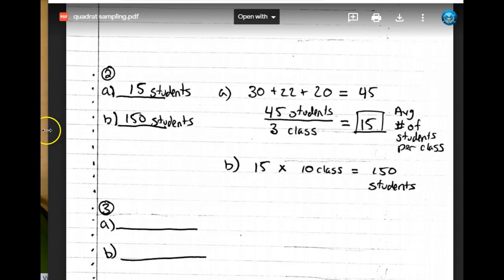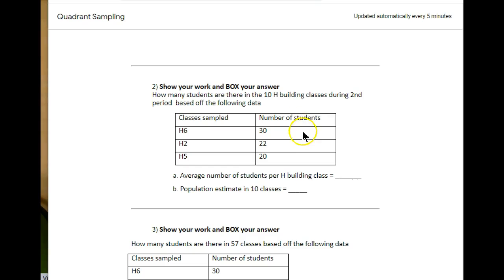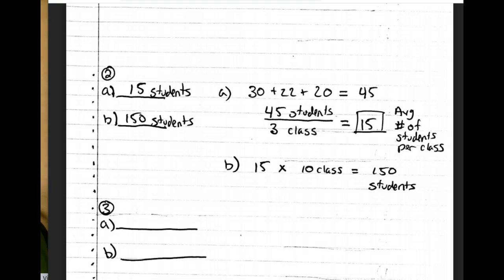So this I already did for you. Again, if I'm going back and forth between the problem and this, here's how I set it up. Again, 30 plus 22 plus 20. So here is where I made an error. Like I said, no matter how smart you think you are, you might get something wrong if you're working too fast. And that's what happened here.